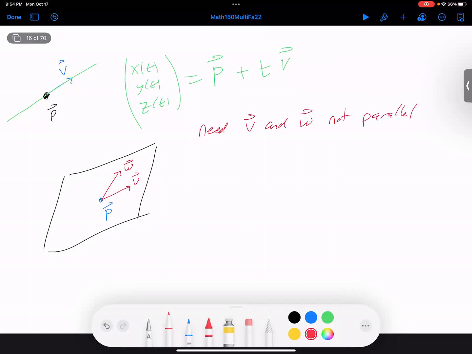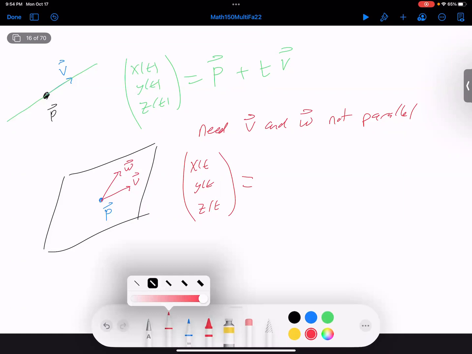So what do you think the generalization of the equation is? We have x of t, y of t, z of t. If we're trying to do a plane, what do you think the generalization of the line would be? Do you think one variable is enough? A line is one dimensional, so if I give you one parameter t, that's enough. How many parameters do I need for a plane? Two. So I'll have maybe t comma s.